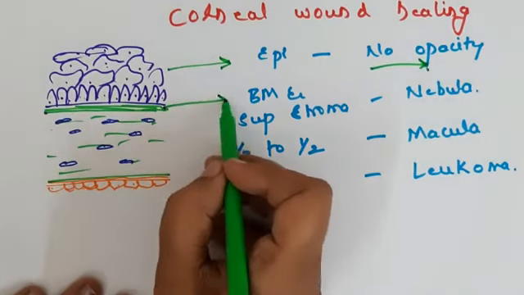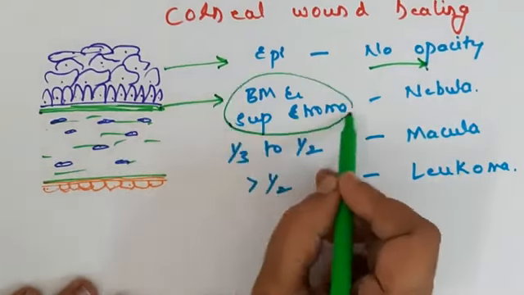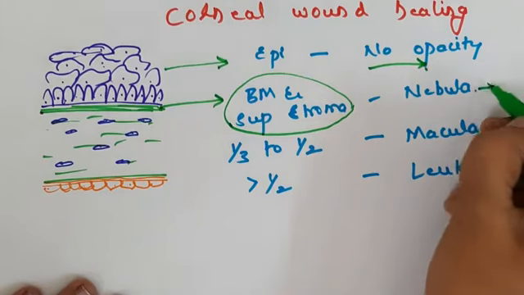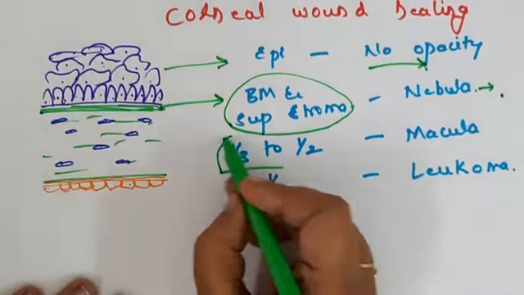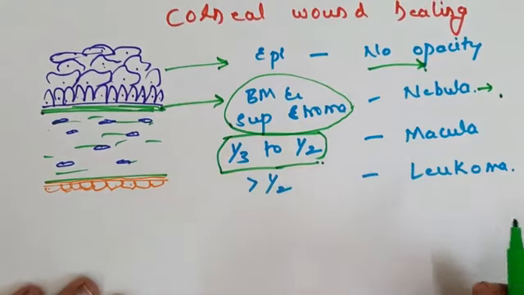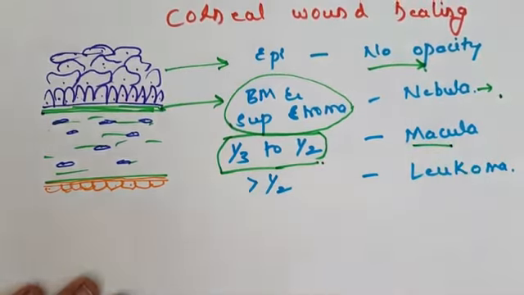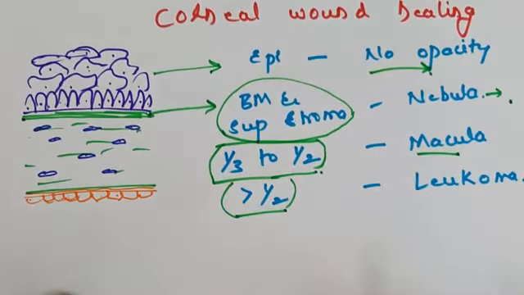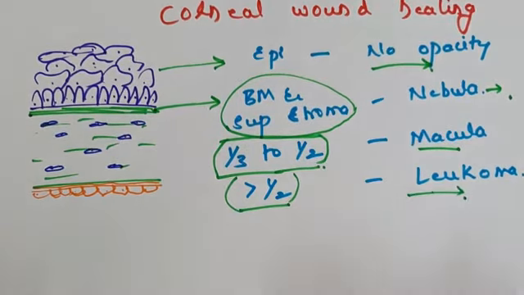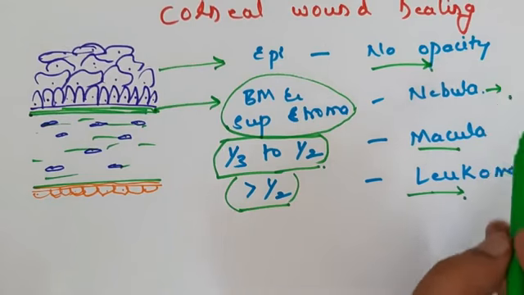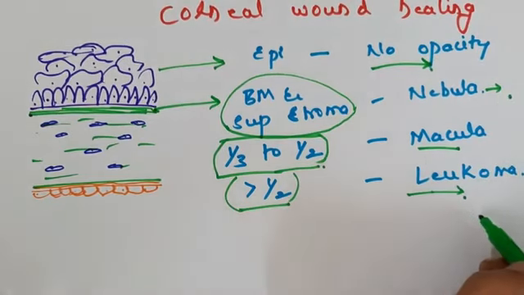If there is injury to the Bowman's membrane and the superficial stroma, it can lead to nebular grade of corneal opacity. If the stromal involvement is from one-third to two-thirds, it will lead to macular grade of corneal opacity. If more than half of the stroma is involved, then it will lead to leukomatous type of corneal opacity. So just remember this about corneal wound healing, which can be asked in your viva or as a 3-mark question. In detail, I will be explaining it in the chapter on corneal ulcer.